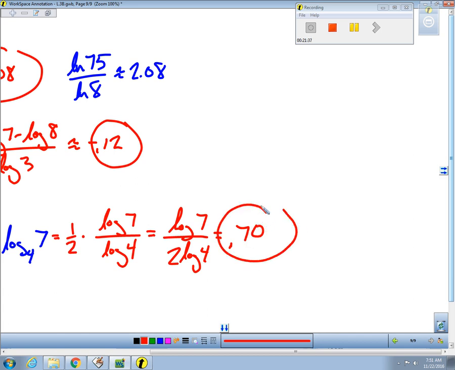There we go. Properties of logarithms, condensing, expanding, change of base. Should be good to go.